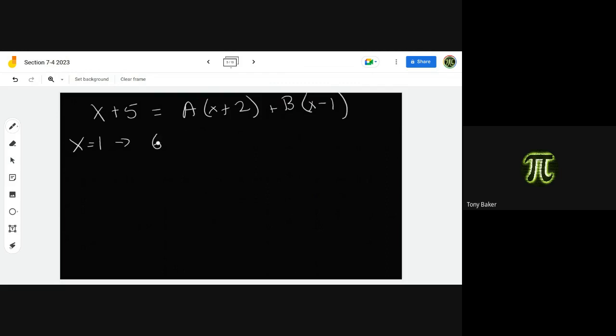So 1 plus 5 is 6. A, 1 plus 2 is 3. B, 1 minus 1 is 0. That's why I chose the 1. Because I got rid of my B. So that's gone, which means A equals 2. Because I have 3A equals 6, divided by 3, so A equals 2.